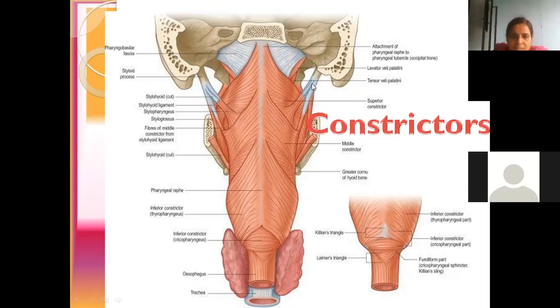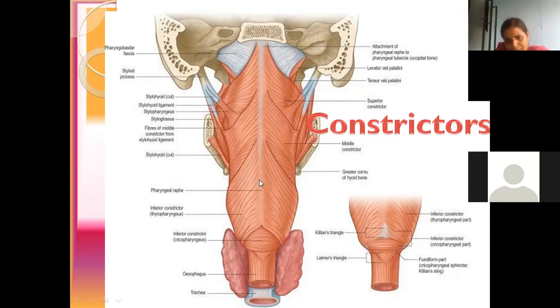Now see here, this is the styloid process. From the styloid process, you are finding one muscle coming like this to the pharynx. What do you call it? Stylopharyngeus. There is one ligament also, you call it the stylohyoid ligament.